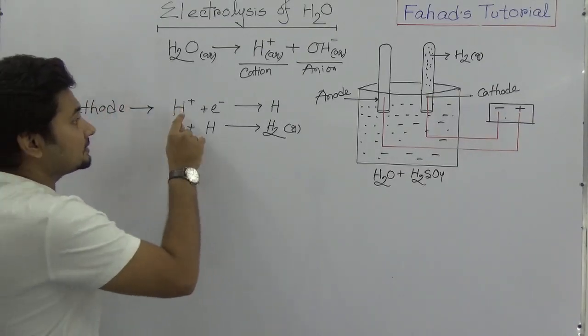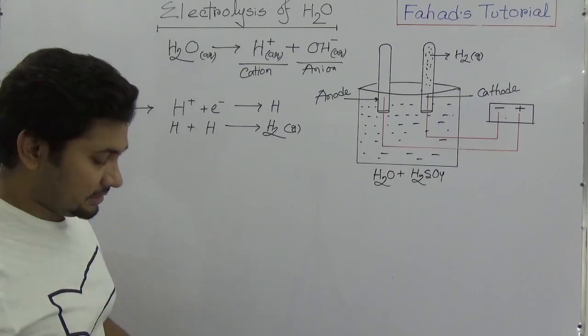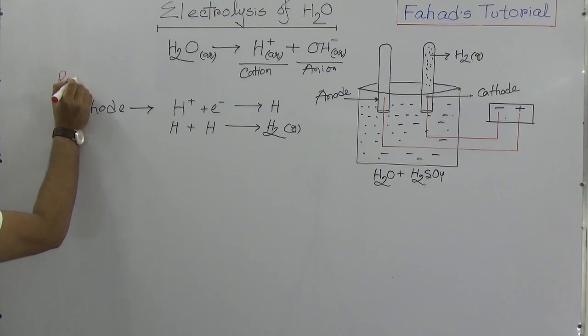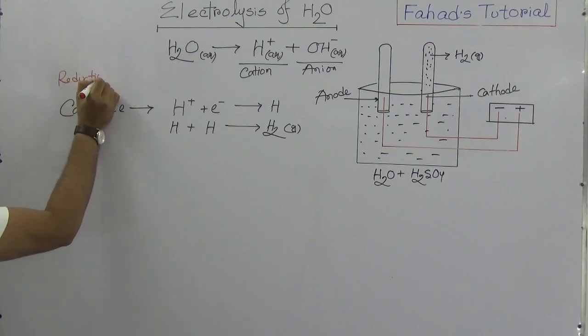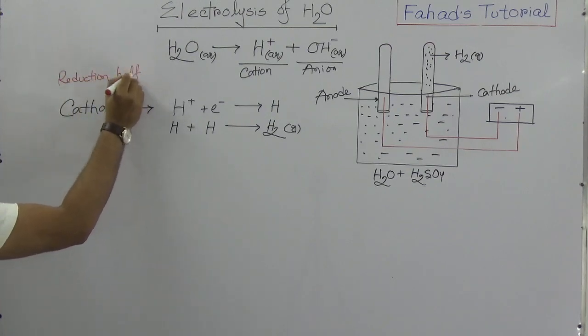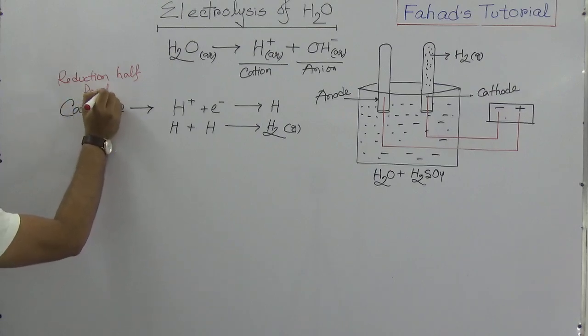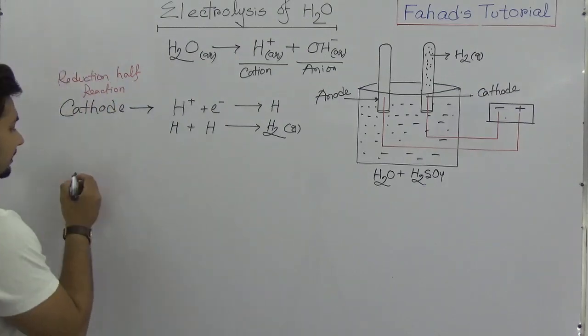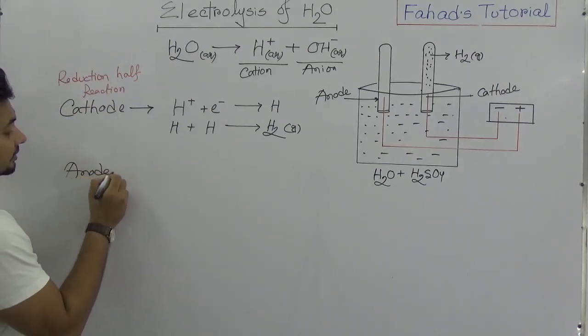Now what kind of reaction is this? This is reduction. So you must know that at the cathode, the reduction half reaction will take place. And what is the reaction at the anode? Think about the anode reaction, and this is very important.